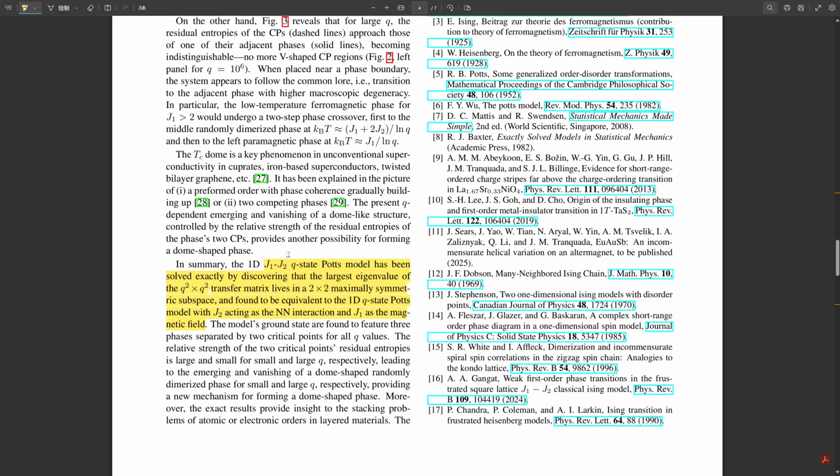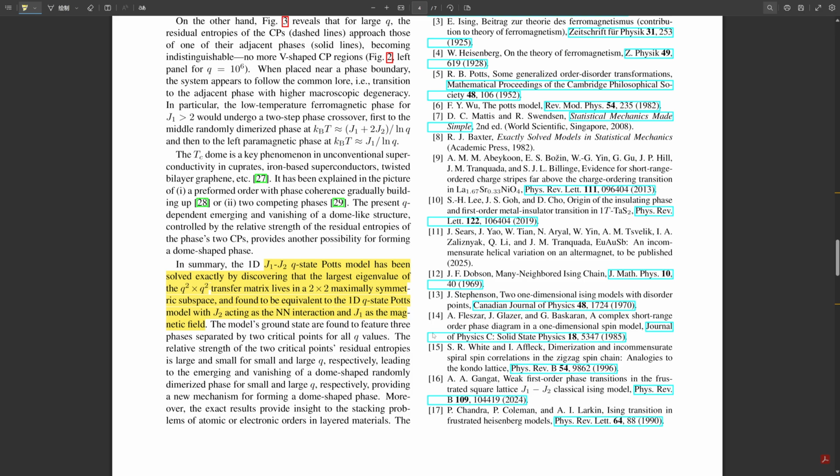Well, the elegance of the method lies in the identification of the maximally symmetric subspace itself. The researchers demonstrated that within this particular subspace, the entire Q squared by Q squared transfer matrix can be analytically reduced to a remarkably simple 2 by 2 matrix. A 2 by 2. And this holds true irrespective of the value of Q. Wow. This massive reduction in complexity is the core innovation of this work, enabling the exact solution. A 2 by 2 matrix that captures the essential physics for any Q. How is that mathematically possible?